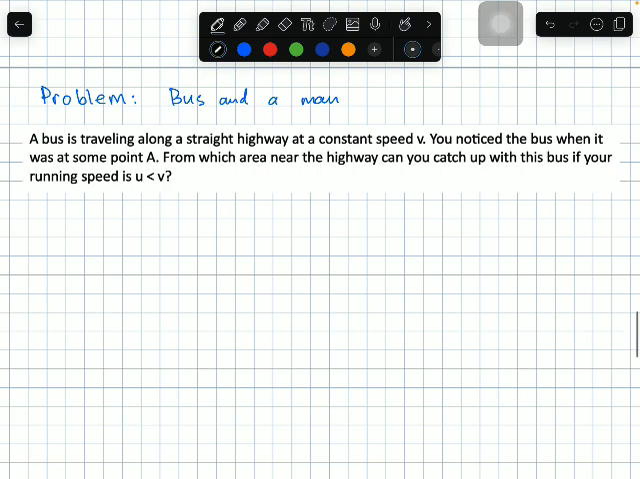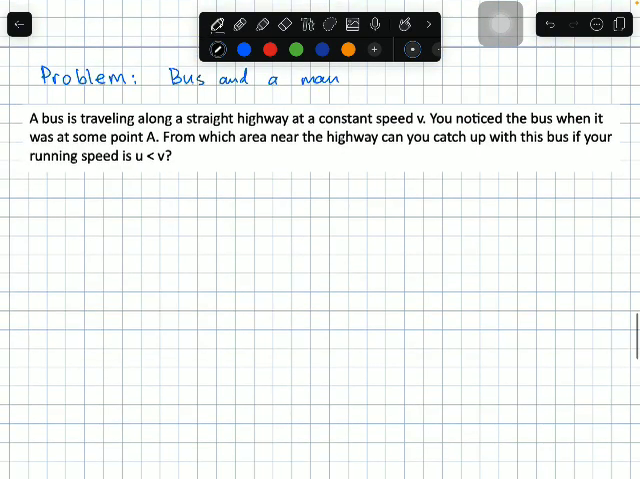So the problem states that a bus is traveling along a road or highway at a constant speed v. You notice the bus when it was at some point A. From which area near the highway can you catch up with the bus if your running speed is u and it's less than v?